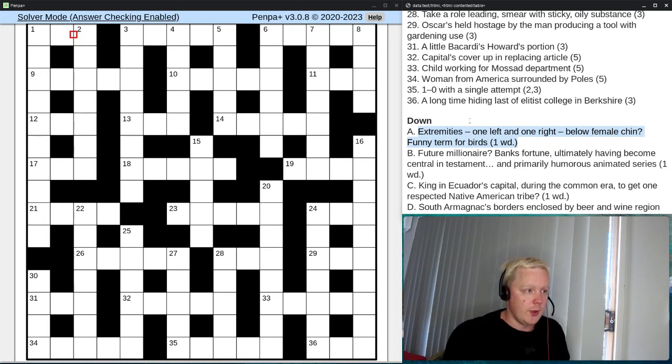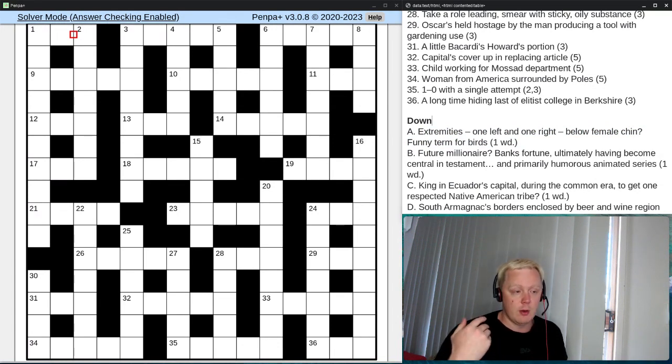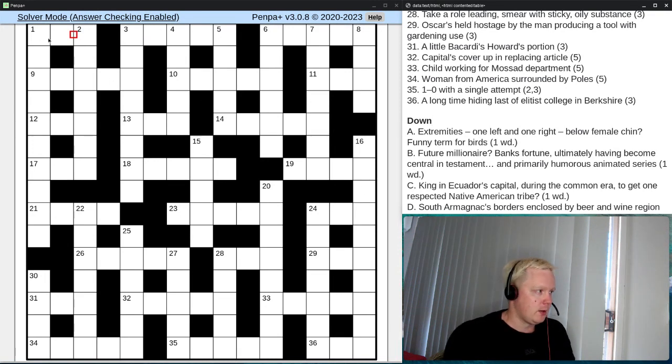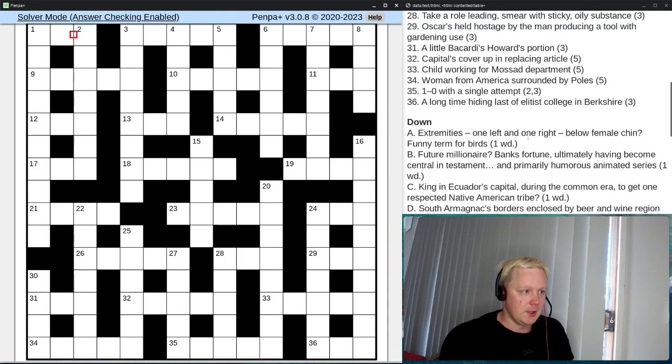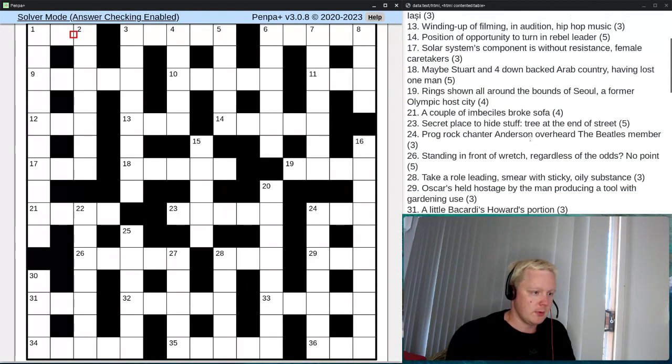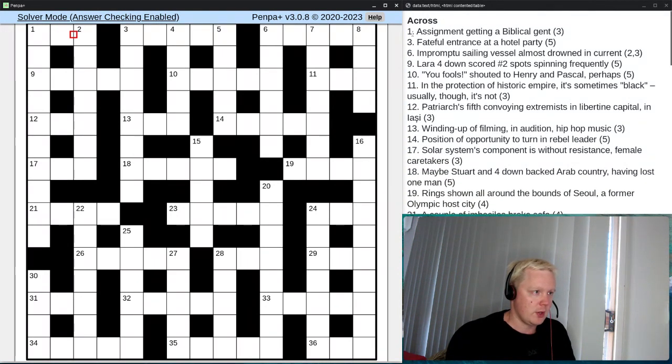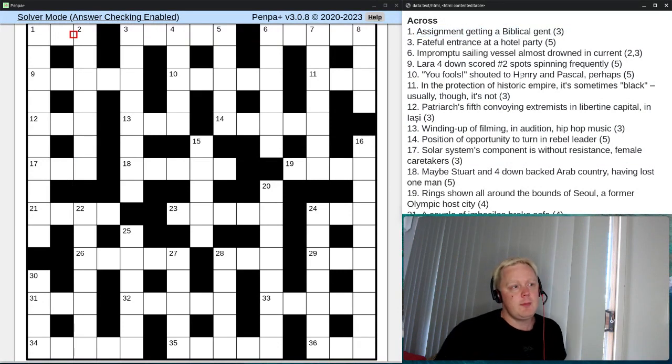So let's start with solving across clues. Now, the thing to remember is some of these will have 2 answers, and one of them has that extra letter. I'm going to keep track of those as well in the grid. But let's start with the first across clue here, across number 1. Assignment: getting a biblical gent, 3 letters.